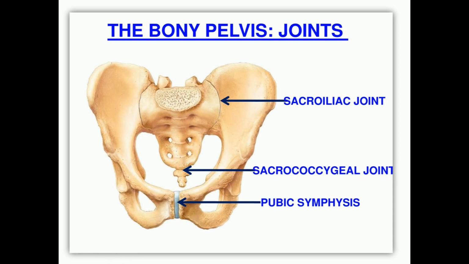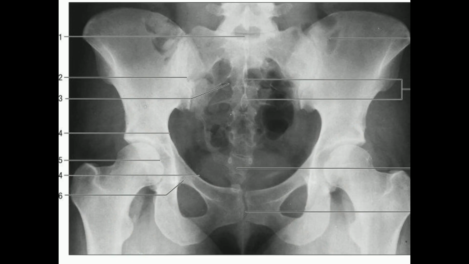Another joint forms with the bones of the lower limb, that is between the hip bone and the femur. Here on the lateral aspect there is the formation of the hip joint between the acetabulum and the head of the femur. Now first we discuss the pubic symphysis.